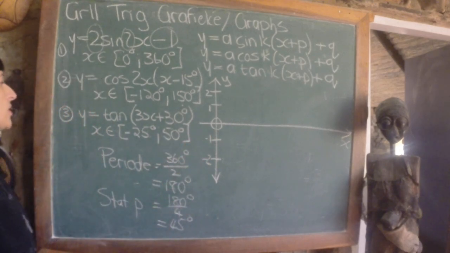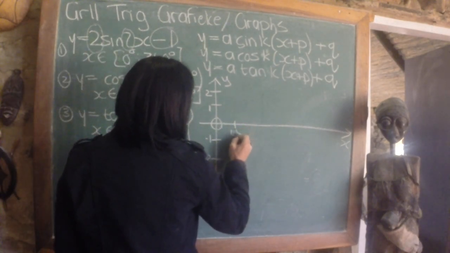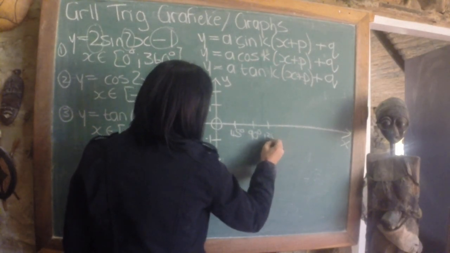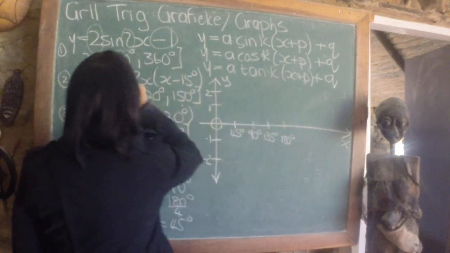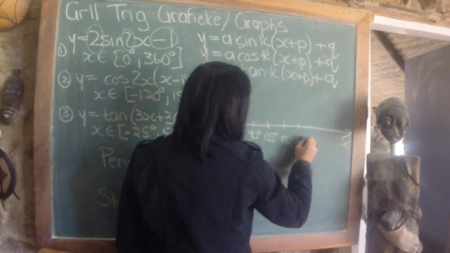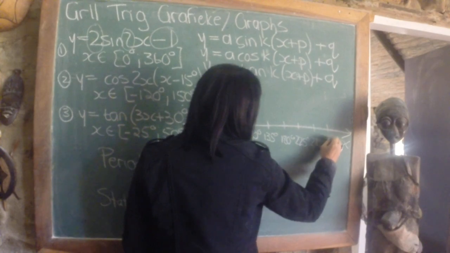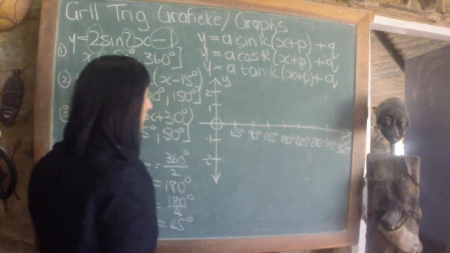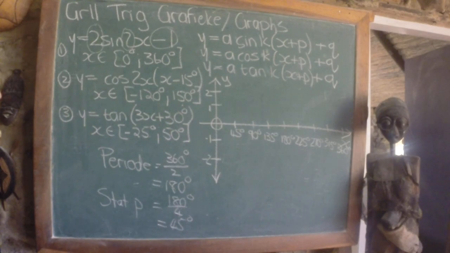So ons gaan ons kartesiese vlak kalibreer om 45 grade. So kom ons begin. Ons het 45 grade, 90, 135. Ons het 180. We must draw it from 0 to 360 degrees. So ons het 225 grade. Ons het 270 grade, 315 degrees and 360 degrees. So we draw it from 0 up to 360 degrees. Good. So now we're going to put in our critical points.